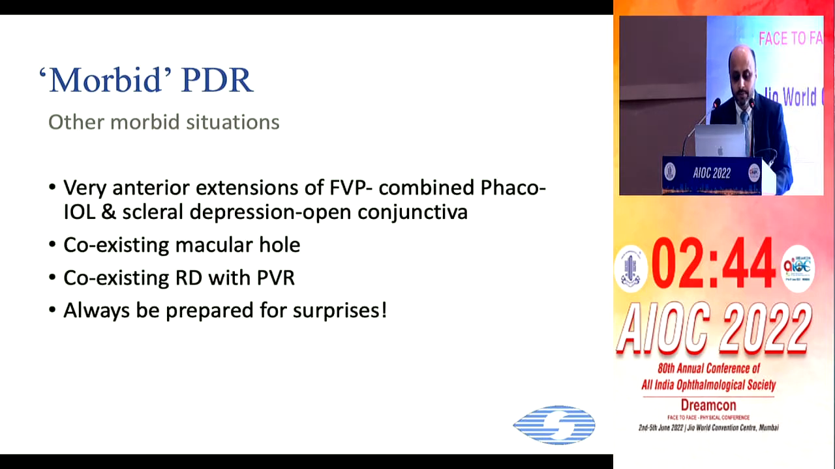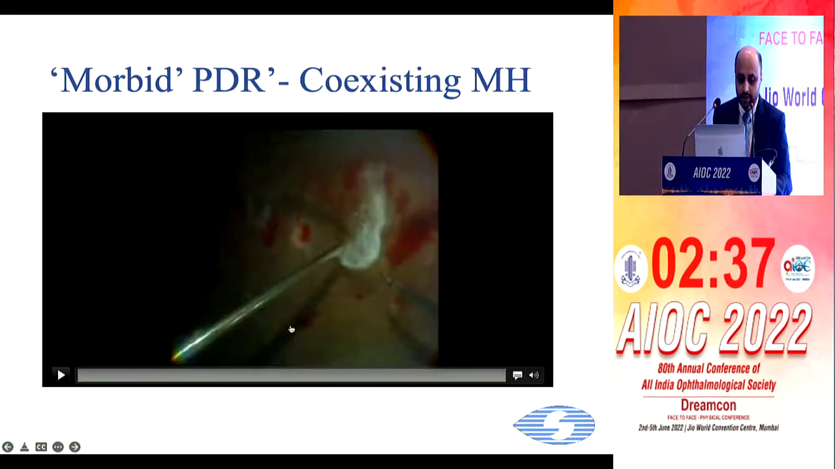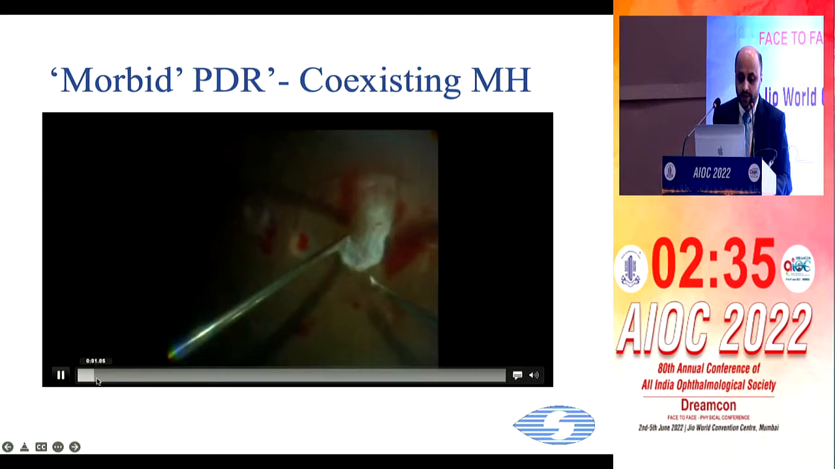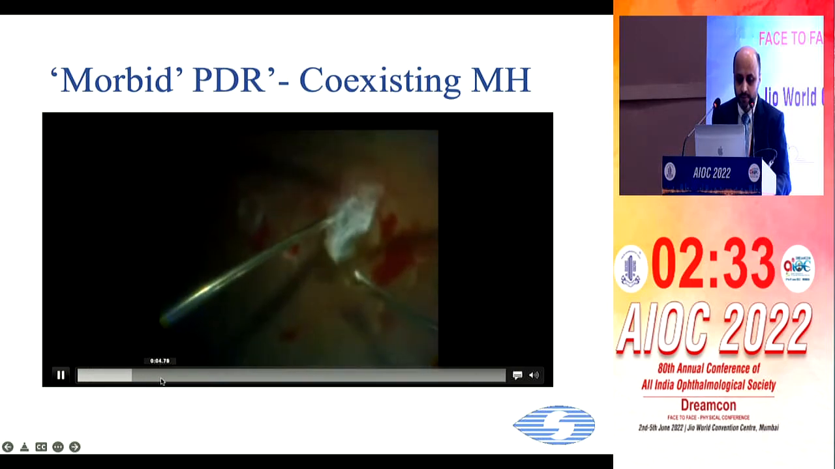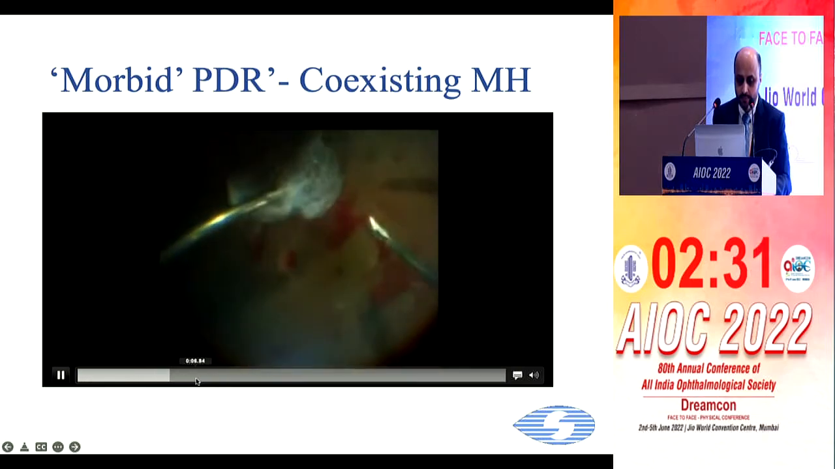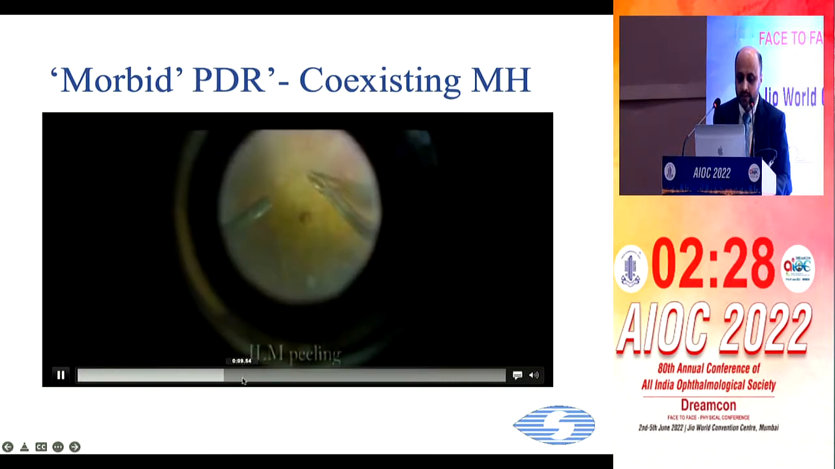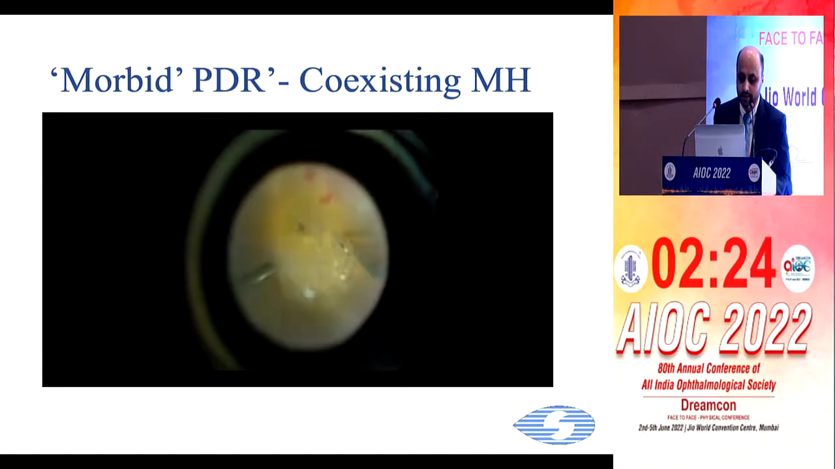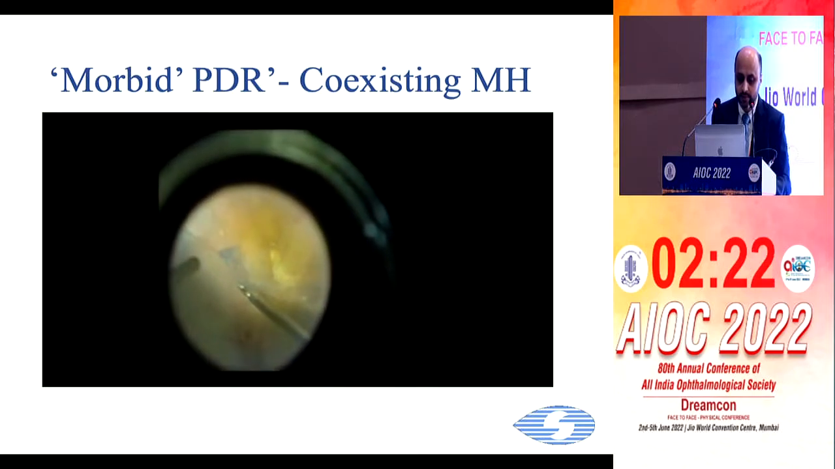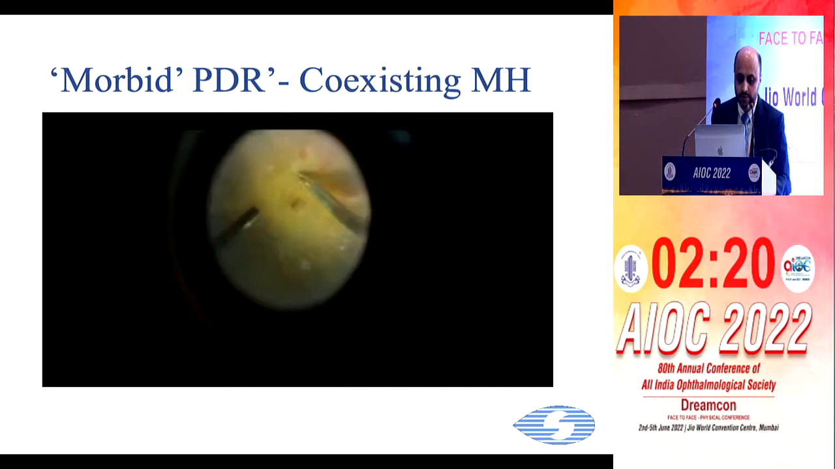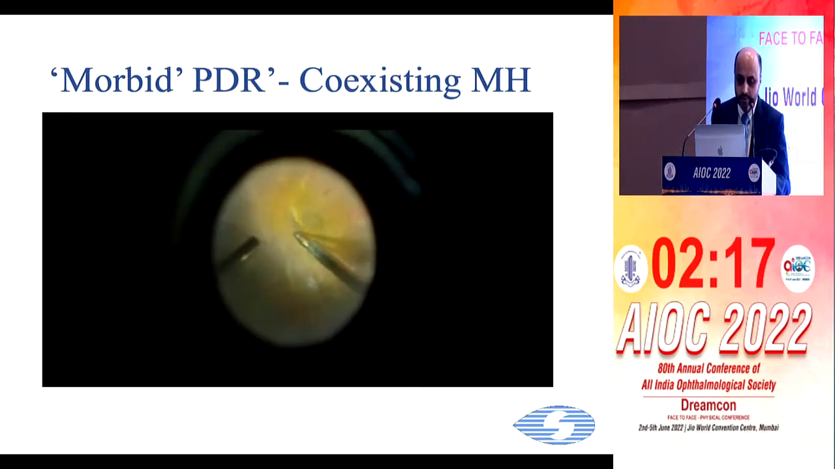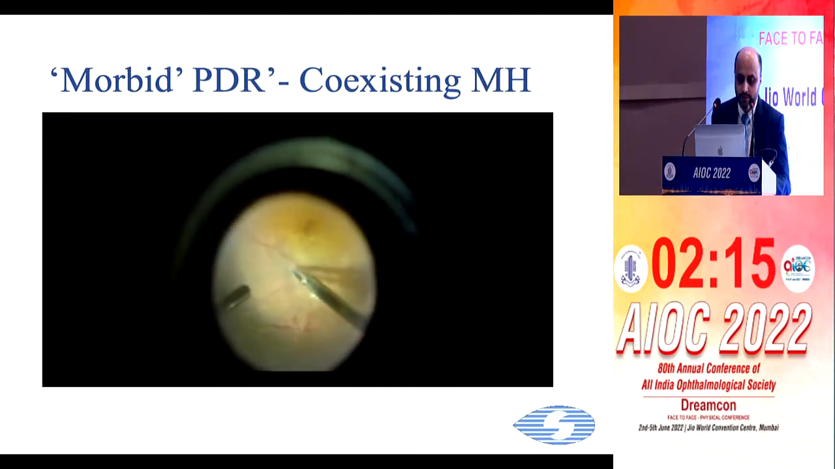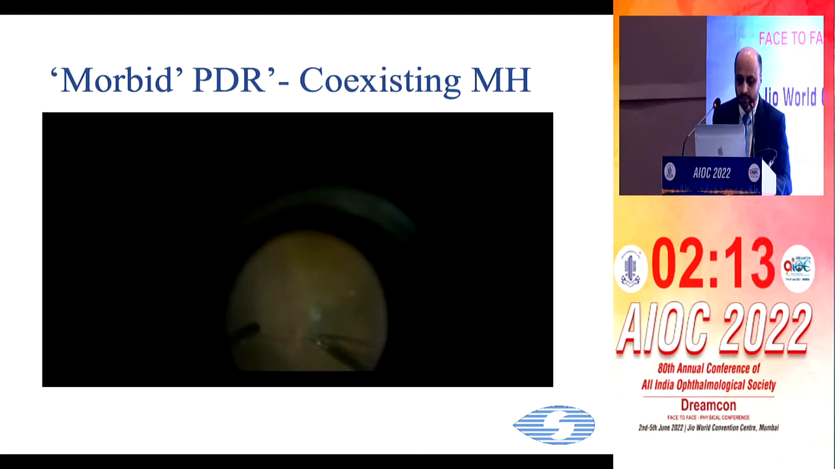The other situations could be, again, anterior extensions and coexisting macular holes or combined detachments. In this case, we had a coexisting macular hole where we first took care of the membrane over the posterior pole, over the macula, and then finally did ILM blue staining. One of the tips in this case is that because they're very edematous retinas, you could very easily create a plane break. So it's important that we go from anterior to posterior, so as to not inadvertently enlarge the hole further.